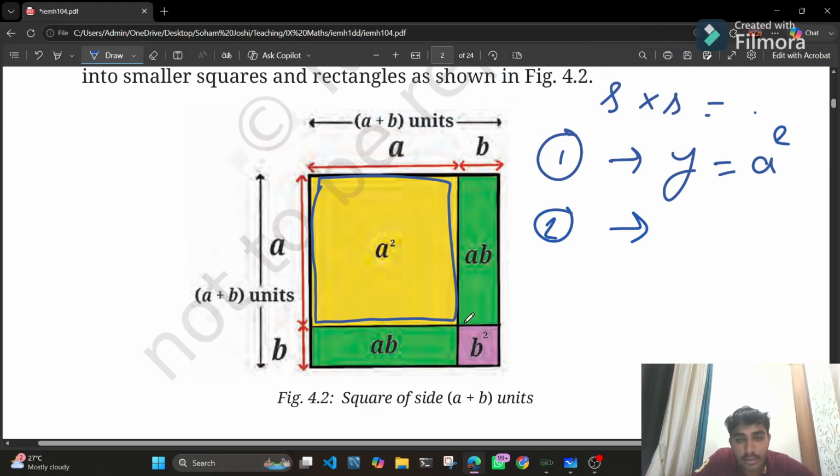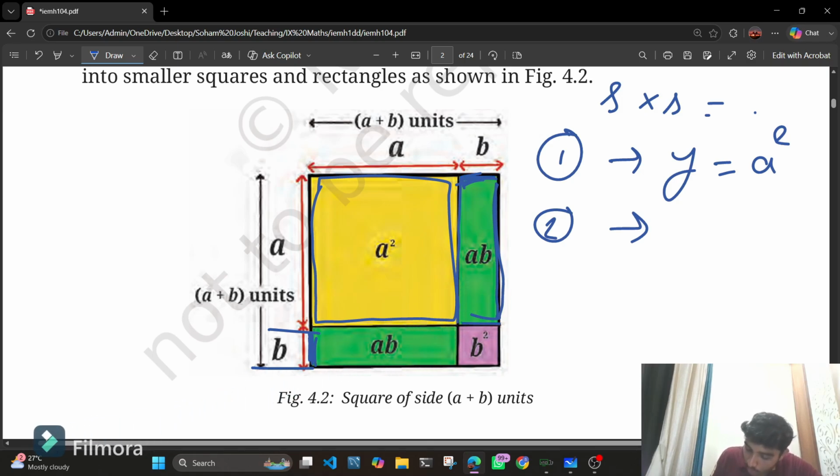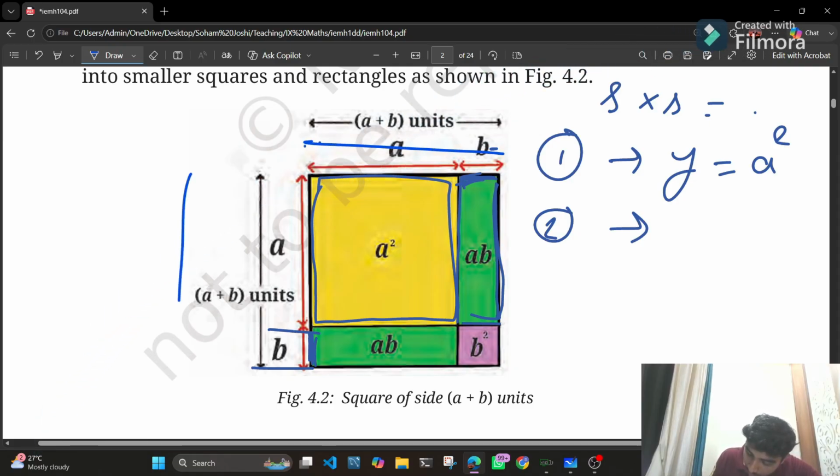Next up we have a rectangle, as you can see over here. We have just added a small side B to the square A from both the sides. You can see that here also we have added B, here also we have added B. So the whole length from this point to this point is A plus B units, and similarly for this side, the whole length is A plus B units.